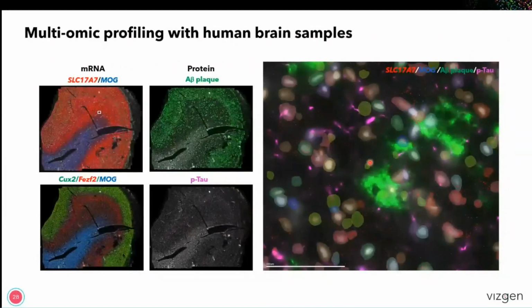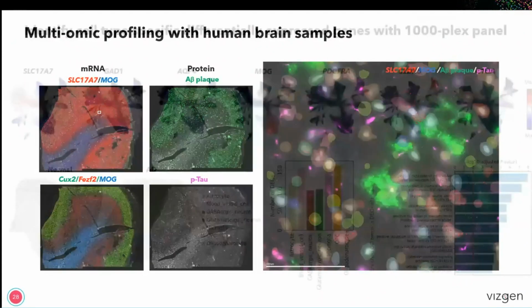In this enlarged picture, you can see the expression of the glutamatergic neuron marker SLC17A7 and the oligodendrocyte marker MOG. In addition, we can also see the amyloid beta plaque and p-tau staining. So including these protein pathological markers can enable us to perform some additional analysis in addition to RNA, which I will present later.